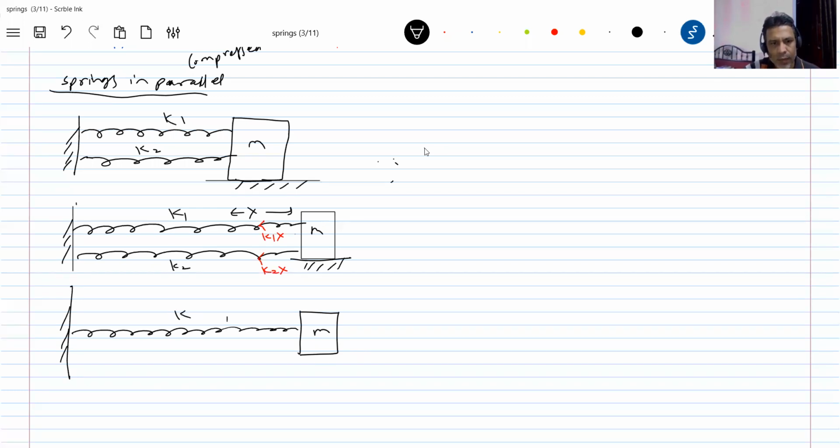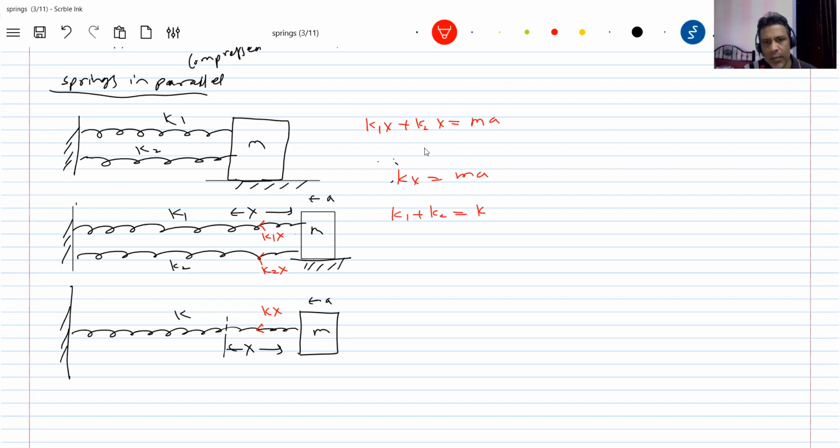So now, what is the elongation? Let it be x. How much is the acceleration of the block here, if this spring also provides the same acceleration? What was the acceleration of the block in the first case? K1x plus K2x equal to ma. Then what is the acceleration of the block in the second case? Kx equal to ma. I'll equate these two. So K1 plus K2 equal to K.